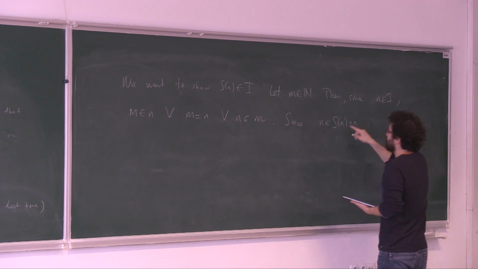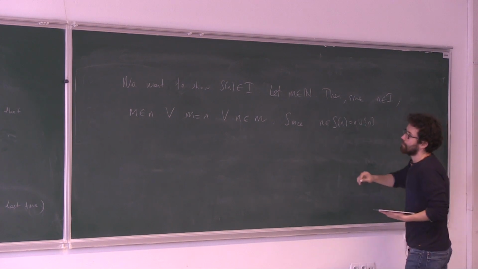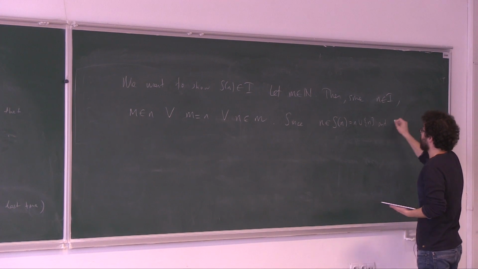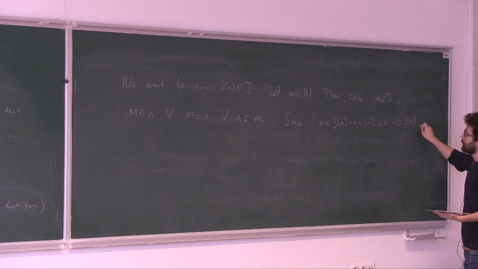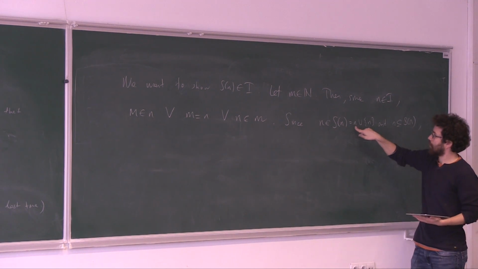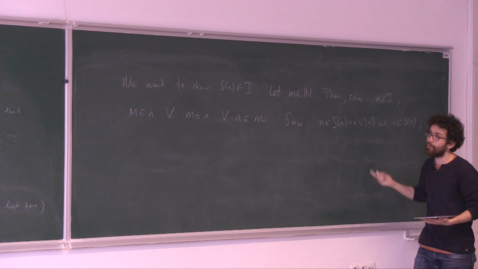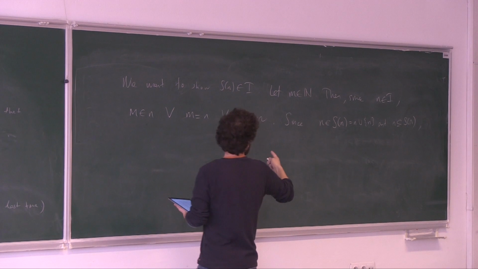Now, n is a member of the successor of n. And it's also a subset of this. We have that because I already have n here. So n is a subset of S of n, and it's already a member of that. Why did I write this down?